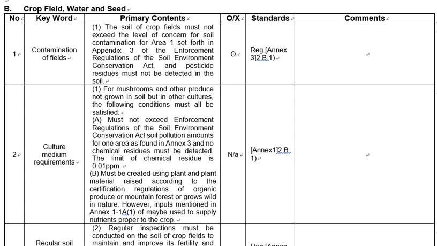Okay, let's go to section B, crop field, water and seed. Okay, number one, section B, number one has contamination of the field. This is about heavy metal contamination.